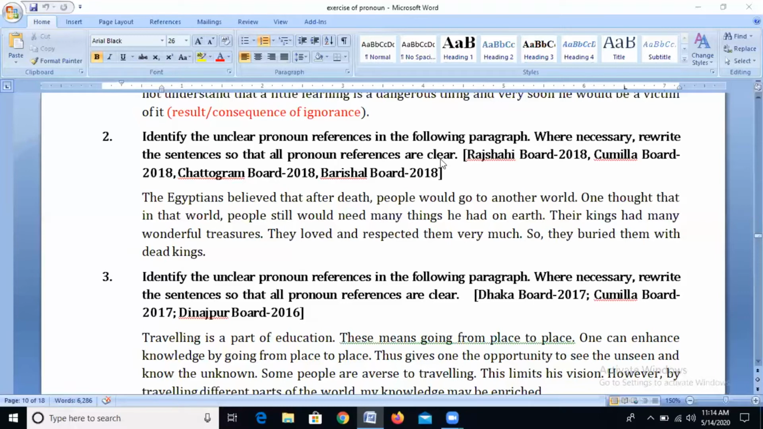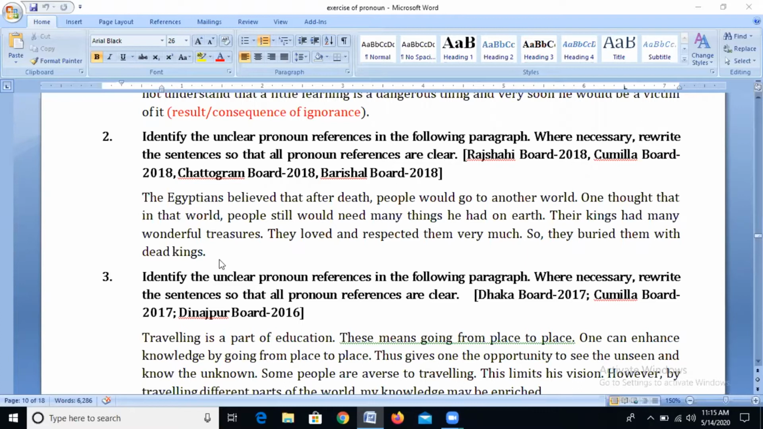Okay? You will find two sorts of problems in this passage. Number one, you will find an unclear pronoun, so your duty is to clarify it. Number two, you may find a wrong pronoun. Then your duty is to write the correct pronoun. Okay. Now look at this example.